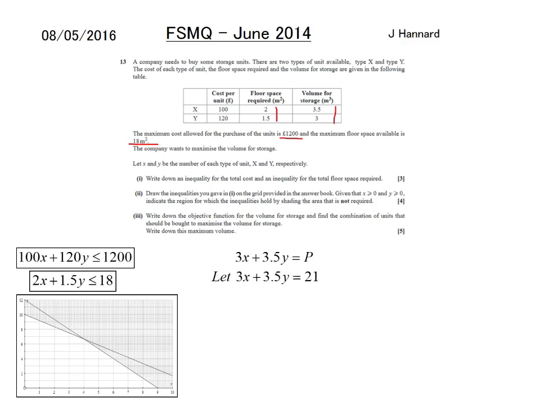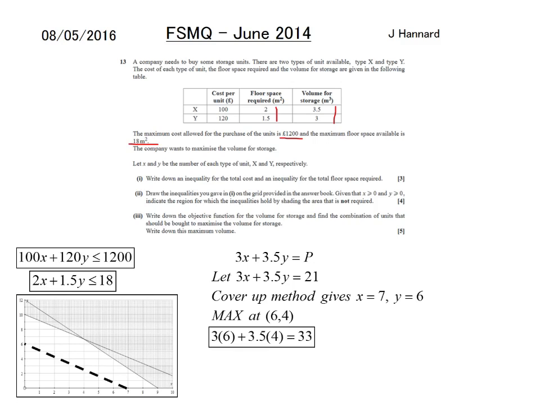Let 3x plus 3.5y equal 21, a nice friendly number. Therefore your x equals 7, your y equals 6 using the cover-up method. Draw that on like that. Max at 6,4 when you go in a parallel fashion. So you end up with that. And then you put that back through your objective function to get 33. So not too bad at all.